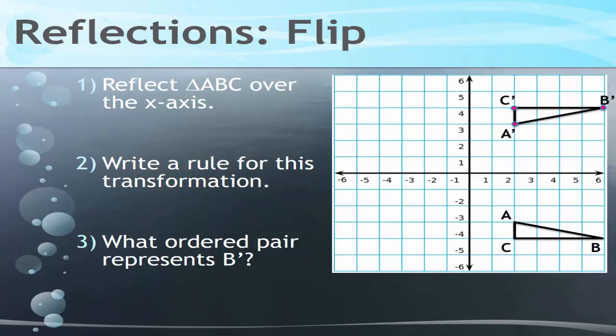When we flip over the x-axis, x comma y becomes x comma the opposite of y. What ordered pair represents B prime? Well, we can look real easily at the graph and realize that B prime is going to be 6, 4.